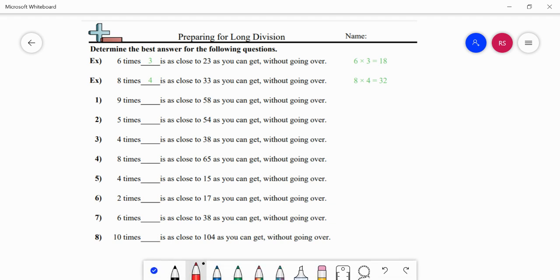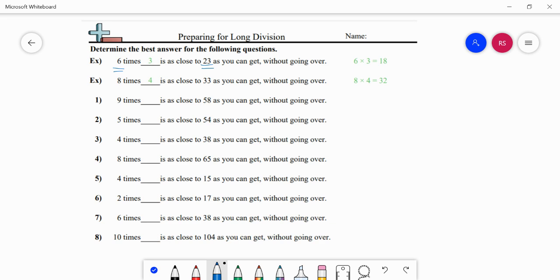So right here, I have the number 23, okay? And what I'm thinking to myself is, well, 23 is my dividend. It's my total. And if I wanted to break it up into groups of 6, well, there's nothing that you can multiply by 6 that will get you exactly 23, right? Let's think about it. 6 times 1 is 6. 6 times 2 is 12. 6 times 3 is 18. 6 times 4 is 24, which is too much because it's greater than 23, right?